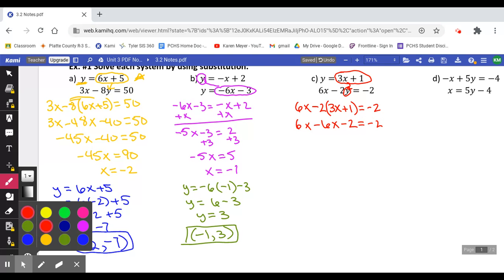When you combine your like terms, you get 0x, which means x does not really exist. So you just get negative 2 equals negative 2. Since there's no variable left, that means it's either going to be no solution or infinitely many solutions. What I have left is true, so the answer is infinitely many solutions.